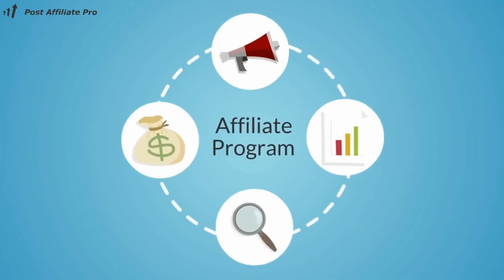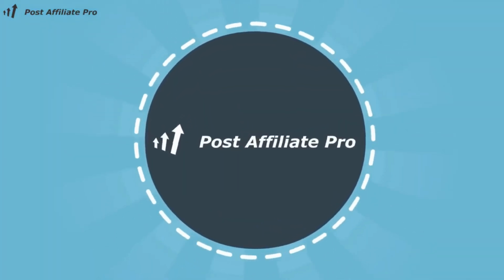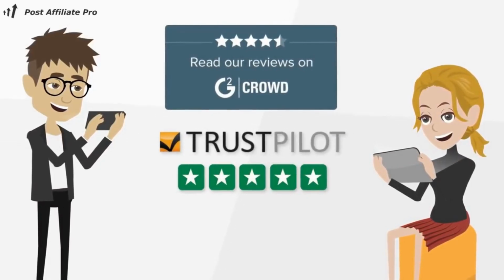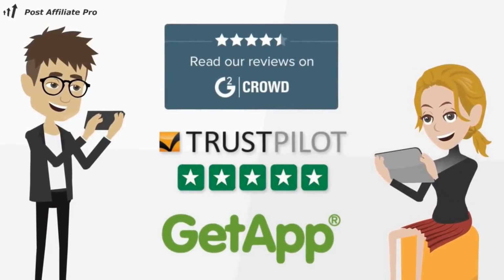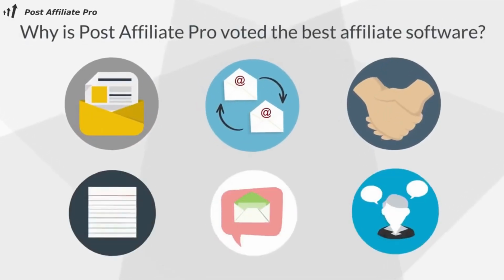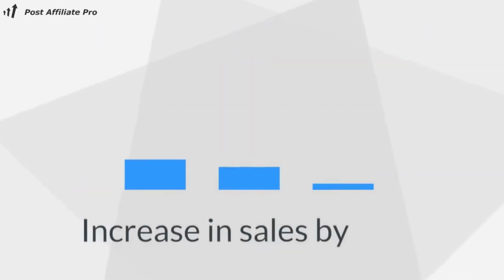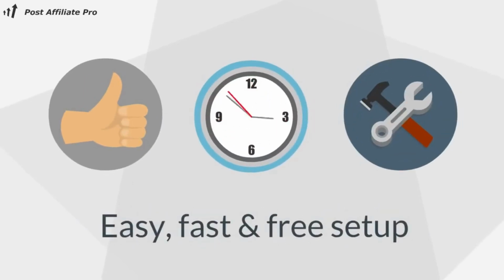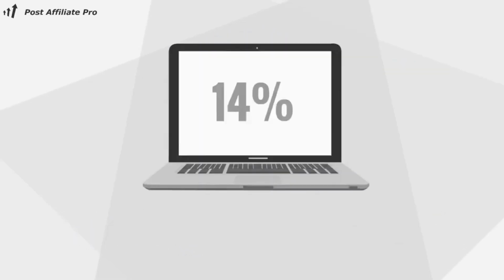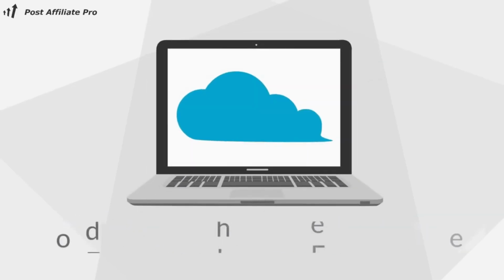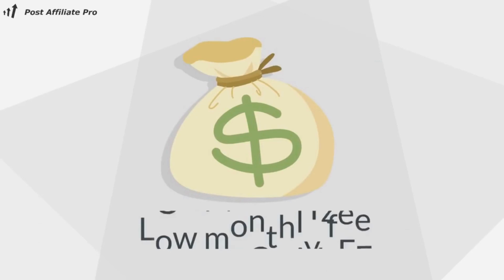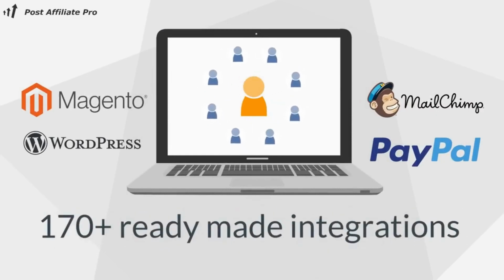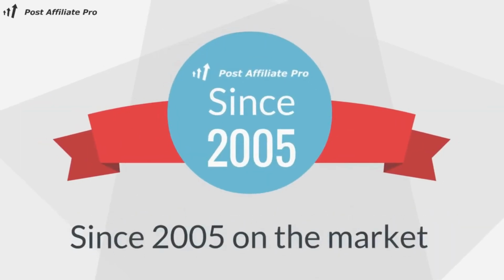If you're ready to create your own affiliate program, Post Affiliate Pro might help you. Post Affiliate Pro is the most reviewed and #1 rated affiliate software based on 400 plus reviews on 3 independent software marketplaces and review platforms. Why is Post Affiliate Pro voted the best affiliate software? Increase in sales by 27%. Improves SEO rankings. Easy, fast, and free setup. Free 24/7 customer support. 100% stability and tracking. Cloud-based with free lifetime updates. Low monthly fee. Infinitely expandable and scalable. Unique tracking features. 170 plus ready-made integrations. Since 2005 on the market.